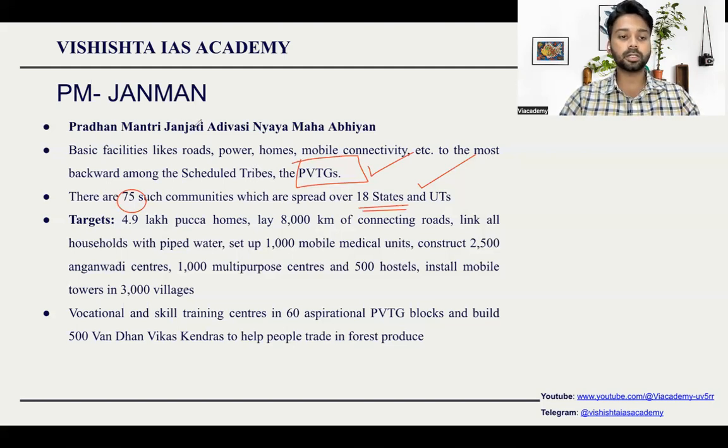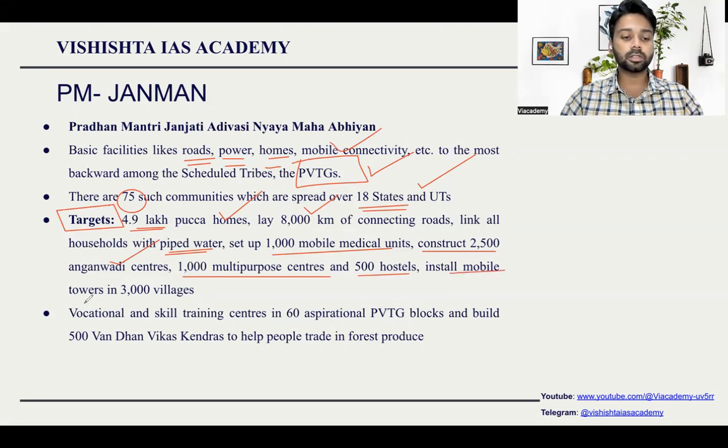According to this PM JANMAN scheme, the government is going to develop good roads, power, homes, mobile connectivity, etc. for the particularly vulnerable tribal groups. So the government has set some targets. These targets are important from prelims as well as mains examination point of view. 4.9 lakh pucca homes are to be constructed. 8,000 kilometers of road are to be constructed. Piped water connection has to be given. 1,000 mobile medical units, because the health indicators of tribals are very low. Construct 2,500 Anganwadi centers, 1,000 multi-purpose centers, 500 hostels, and mobile towers in 3,000 villages.